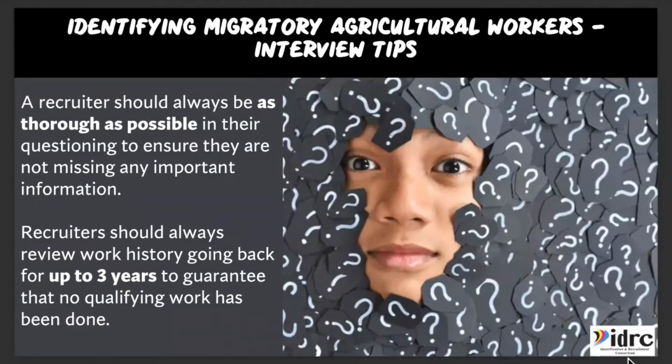Now for some tips to help you identify if there's a migratory agricultural worker. Recruiters should always be as thorough as possible in their questioning to ensure that they are not missing any important information. As we mentioned, recruiters should always review work history going back up to 3 years and sometimes even more to guarantee that no qualifying work has been done. Always keep asking those questions and digging back to find more and more information. Be sure to write down notes, and if you need to help you truly understand their history, draw out a timeline where you can keep track of everything that they've done.